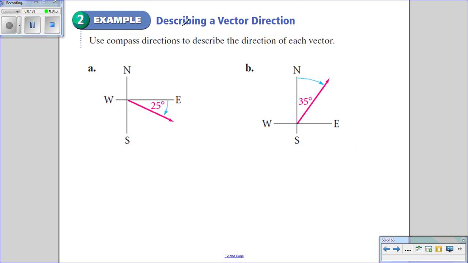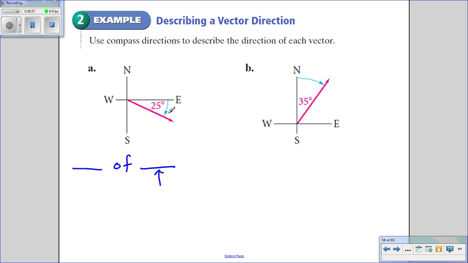Okay, next thing we're going to do is describe a vector's direction. So we have a vector on this map right here, and you can notice that our graph is now labeled with north, east, south, and west. So we're going to use compass directions to describe the direction of each vector. Now there's a template for this, and it's something of something. Now let's start with the second one.